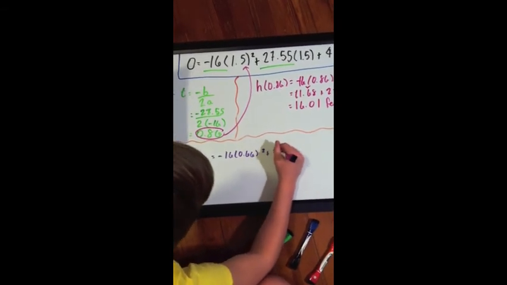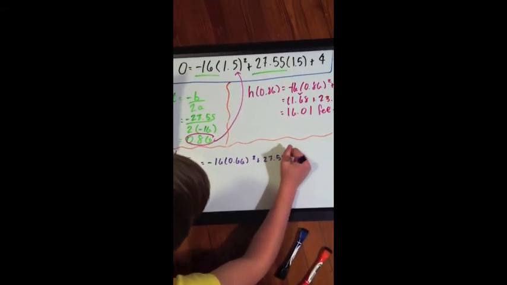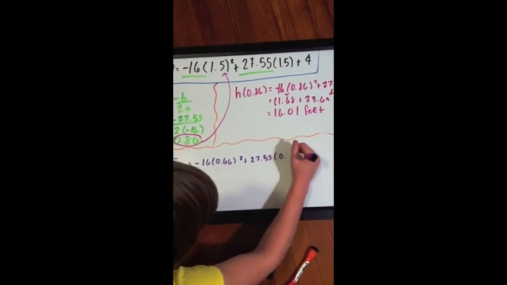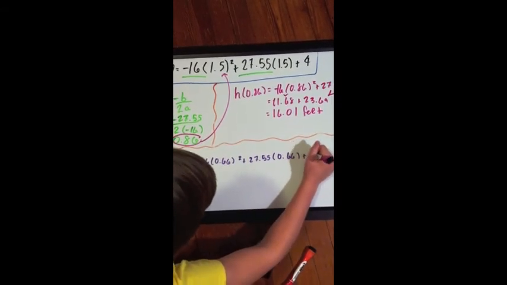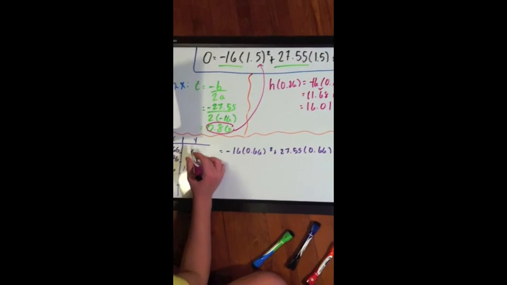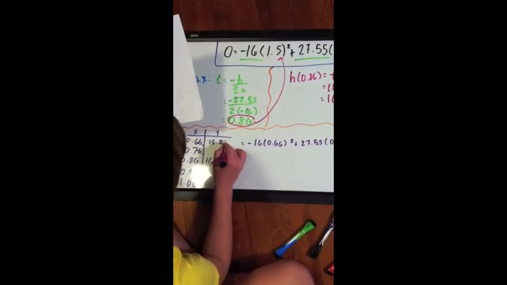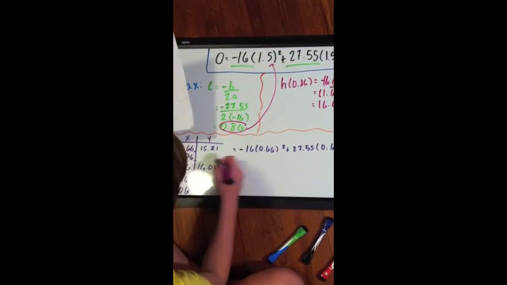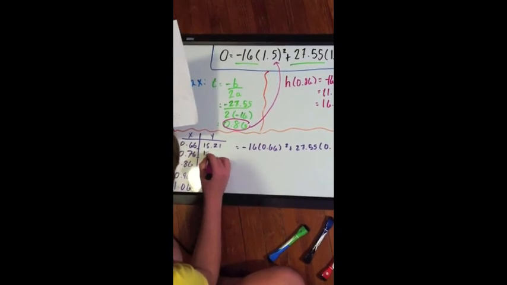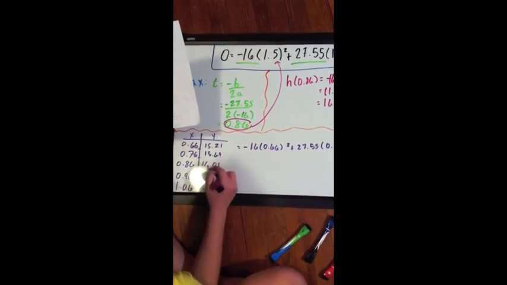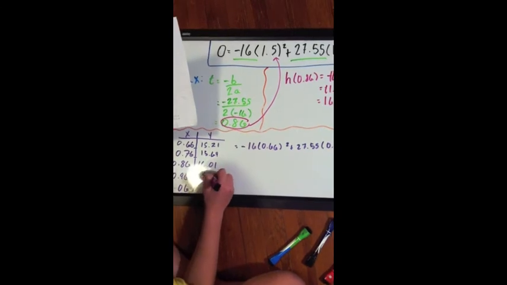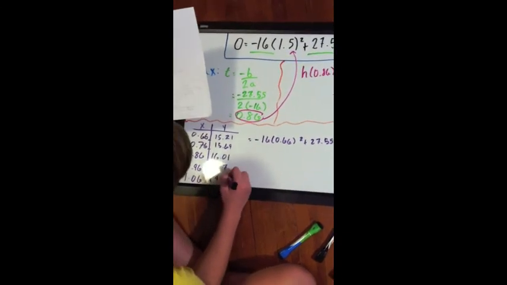squared plus 27.55 times 0.66 plus 4. Work that out, you get 15.21. You'll repeat this for every step, and you'll end up with 15.69, 15.7, and 14.95.